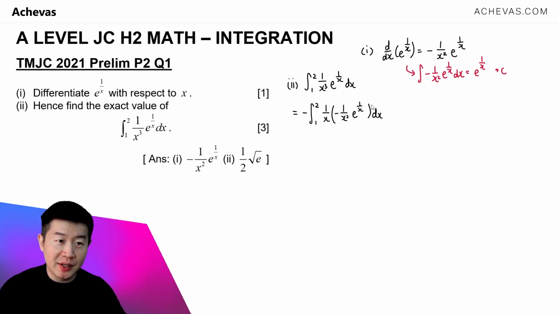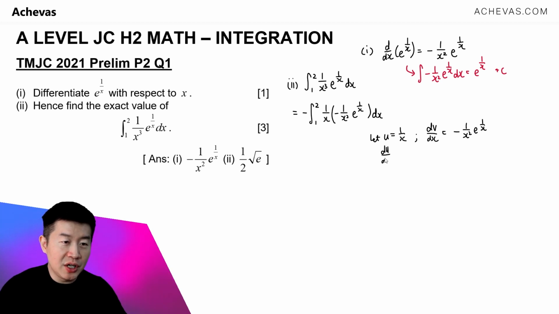Since we know how to integrate this, I'm going to let this here be dv/dx. So I'm going to let u be this. Let me write it down. I'll let u be this 1 over x, and dv/dx, I'll let this be negative 1 over x squared e to the power of 1 over x. This is easy to differentiate. It is like differentiating x to the power of minus 1. So it's going to be minus 1 over x squared. So 1 over x squared is here. And v here, it is integrating this, and we already know the result. This is going to be e to the power of 1 over x.